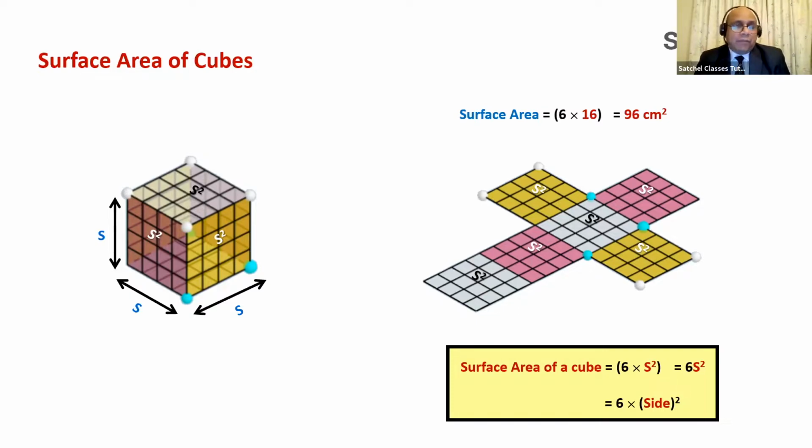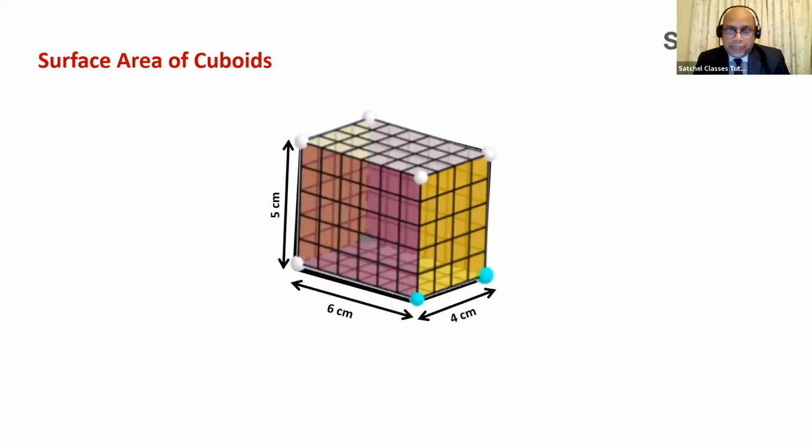Well, how about the surface area of a cuboid? Here we have a cuboid with width 4 centimeters, length 6 centimeters, and height 5 centimeters. How do we find the surface area of that cuboid? Let's try and find out. As you know, cuboids have rectangular walls. So we have to just find the area of each of those rectangles and add them up to get the surface area.